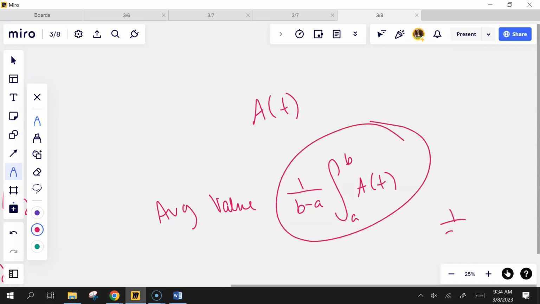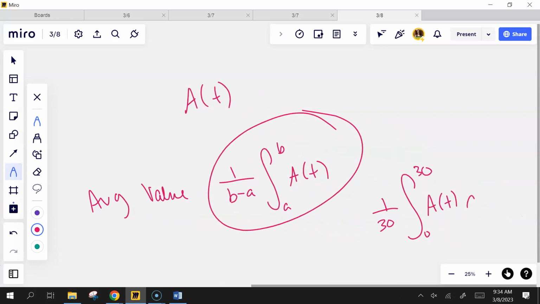So if you had 1 over 30 times the integral from 0 to 30, you don't even have to put the actual function in there, because it's already been defined in the beginning of the problem. You can write it just like that with A of t. You don't have to. I still write it in there because, again, I'm OCD and I want to make sure I get all the points that I possibly can. But if you just write it like that, that's 1 point.